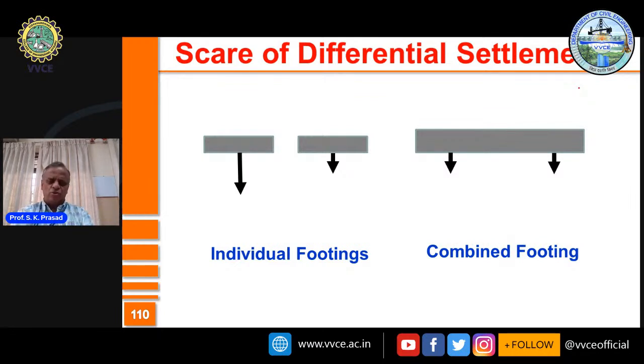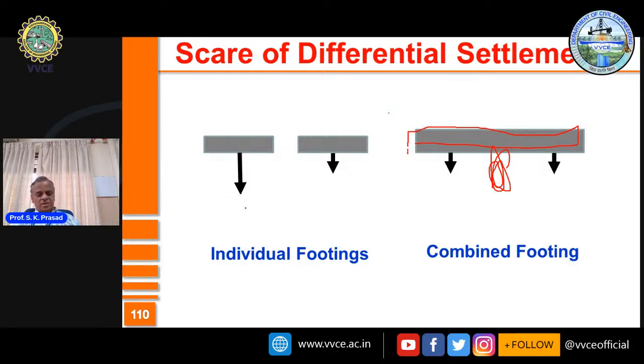Sometimes soil, I told you, is inhomogeneous, anisotropic. There is a possibility that below one column the soil is soft, below another column soil is more stiff. Or maybe below two columns soil is fairly stiff, but somewhere in between, soil is very soft. So in those cases, the designer will take a decision to go for one single combined footing.